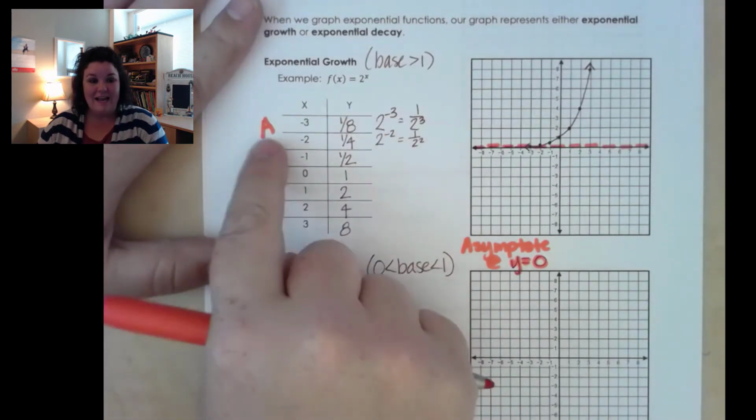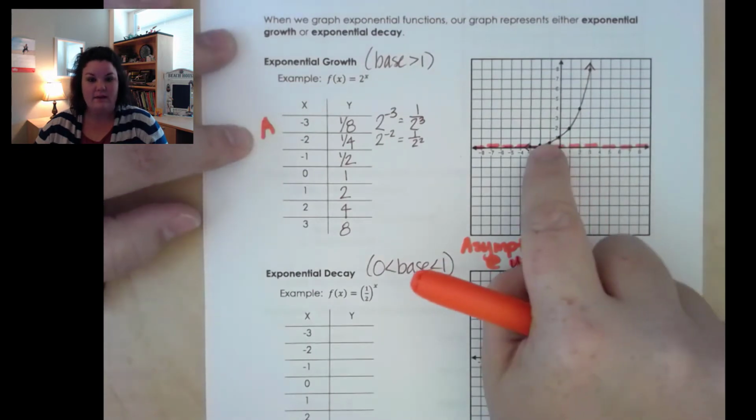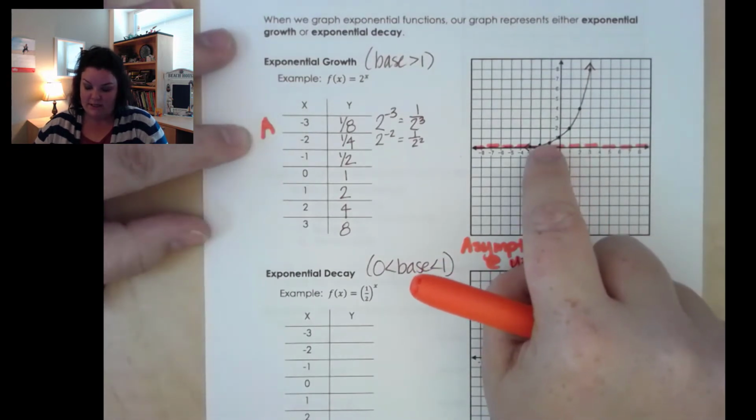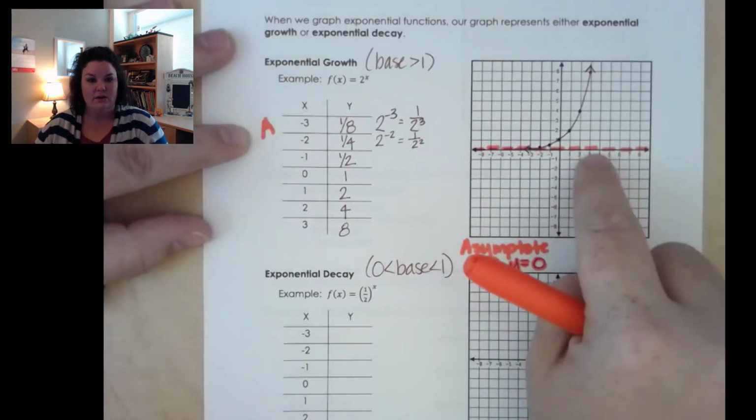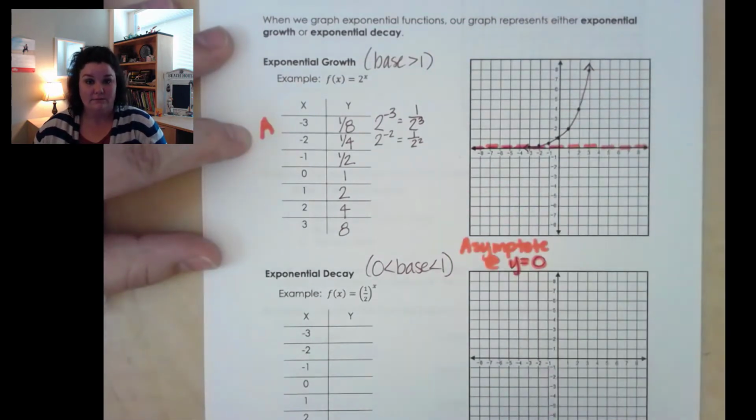So I always like to put an A there. That way, whenever I graph it, I know that this first point that I graph should be the point that's closest to my asymptote. That way I don't get confused and try to draw an asymptote up here by the last point, okay?